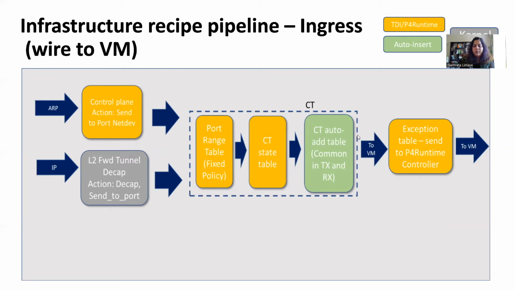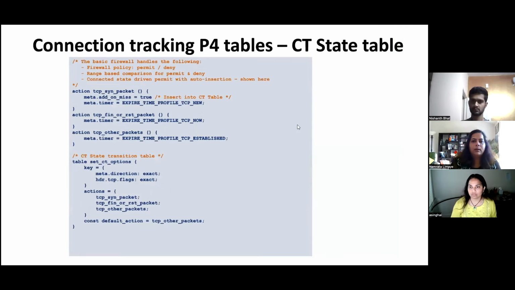It's all handled in the P4 data plane in the data path pipeline using the auto insert capability that PNA has added. And then from here, the packet is forwarded to the exception table or straight to the PM. I have the P4 tables here that will show how the connection tracking actually works in the P4.